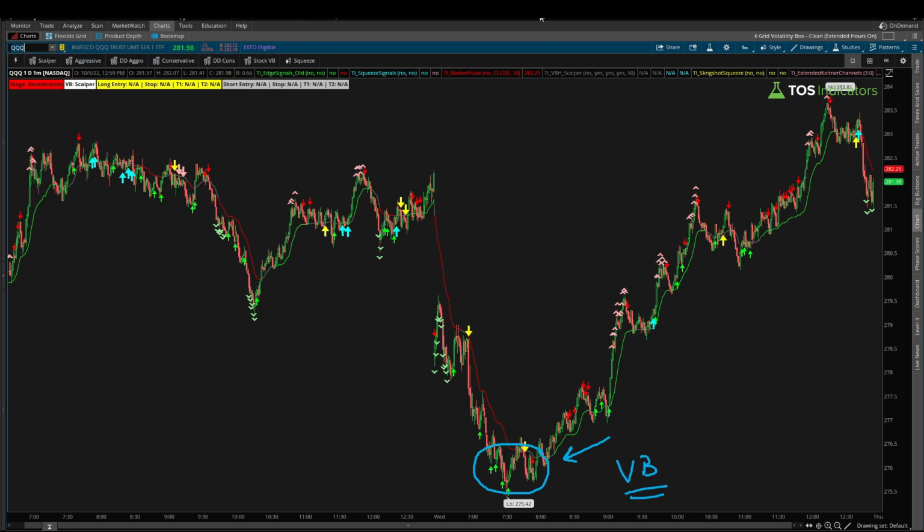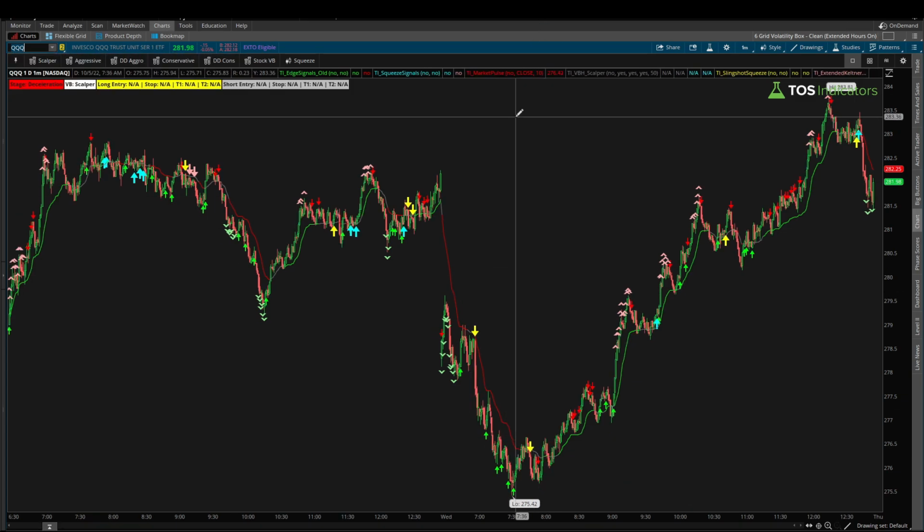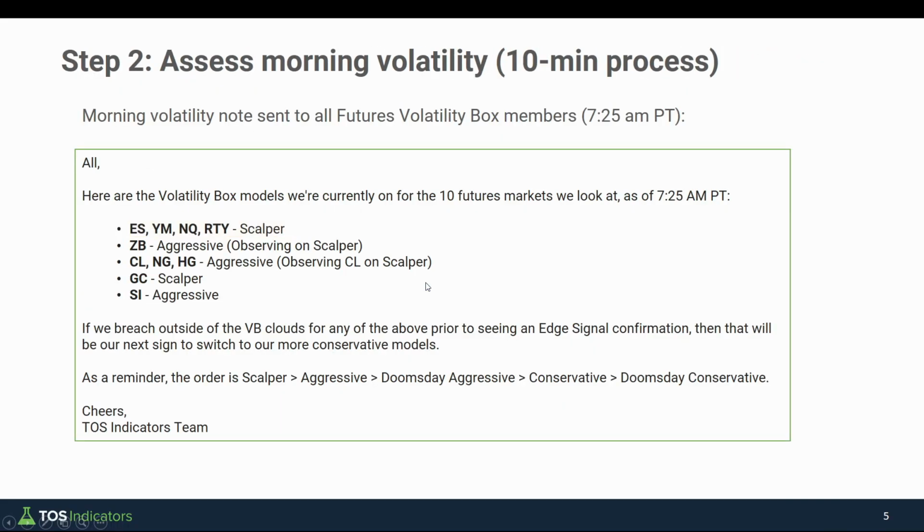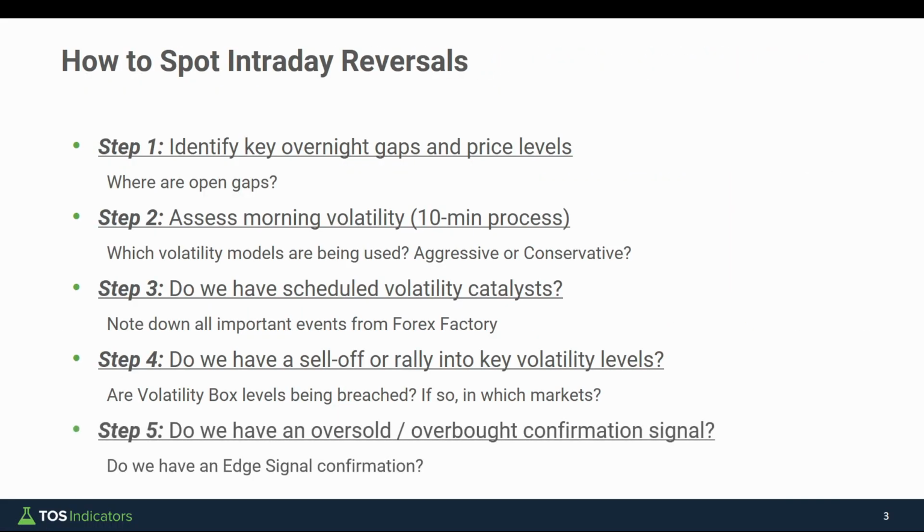Alright, I hope you found this video to be useful for those of you looking to take these intraday reversals and boil them down into a simple 5-step process that you can follow every single time. One more time to recap the 5 steps. Step number 1, identify the key overnight gaps and levels. This really gives you the magnet that you can use price to gravitate towards or away from.